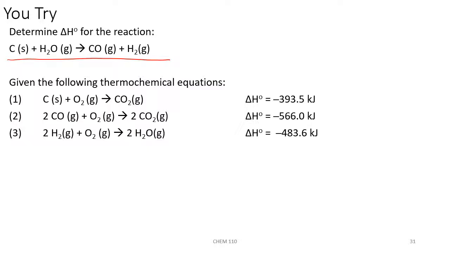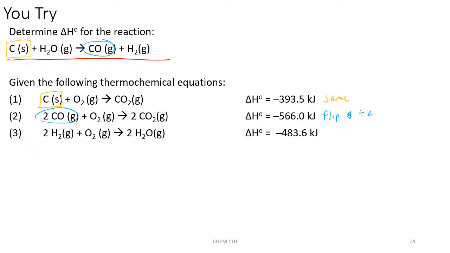Starting with the first one, I first noticed that I have carbon with a coefficient of 1 on the left, and I want carbon with a coefficient of 1 on the left. So I'm probably going to end up leaving this one the same. For my second equation, right away I'm noticing that I have carbon monoxide on the reactant side, but I want carbon monoxide on the product side. I also don't want it to have a coefficient of 2. I want it to have a coefficient of 1. So I'm probably going to have to flip this equation to get my carbon monoxide over to the product side, and it looks like I'm going to have to divide everything through by 2.